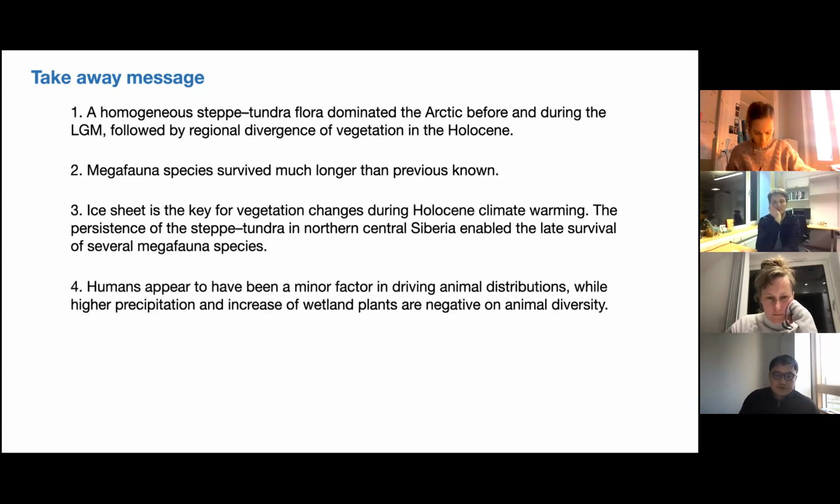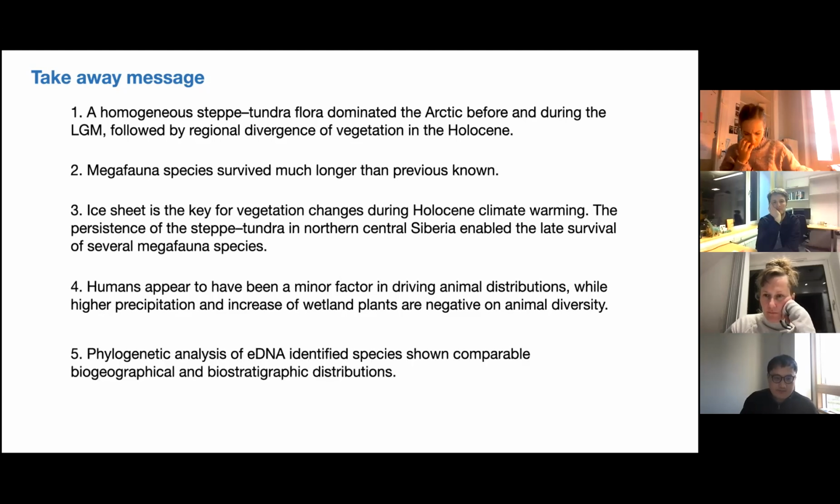Humans are not significant in driving animal distribution, where the higher precipitation and increase of wetland plants are the main negative effect on the animal diversity. And phylogenetic analysis of eDNA metagenomics identified species is possible and makes perfect ecological and genetic sense. So we have many new methods developed, and please go check the paper if you are interested in this.